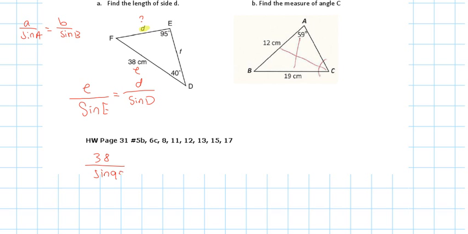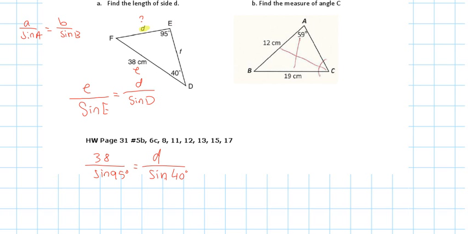Equals. Do I know what side D is? So that's going to be D over sine. Do I know what angle D is? 40. So do you guys see that the only thing that I don't know is letter D, is side D? Make sense? So I know everything else except one thing.